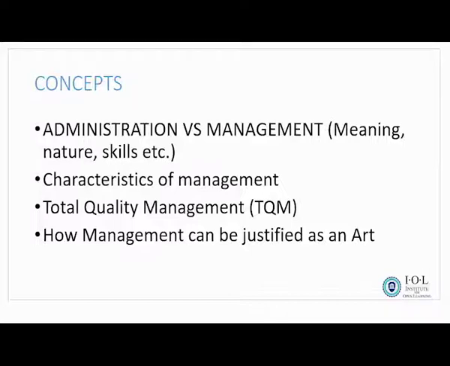Management can be an art. So what are we looking at when we say management can be justified as an art? You need to describe how management can be described as an art. There are certain aspects to which you can relate: art and management, how they relate, and why we say management can be justified as an art.